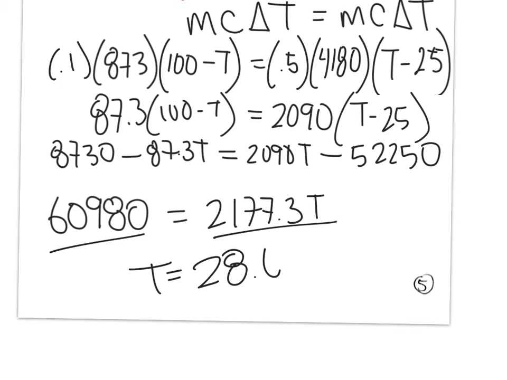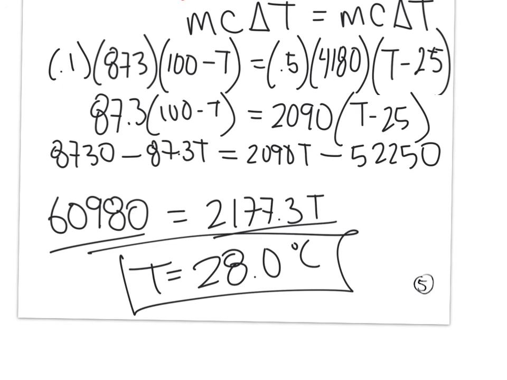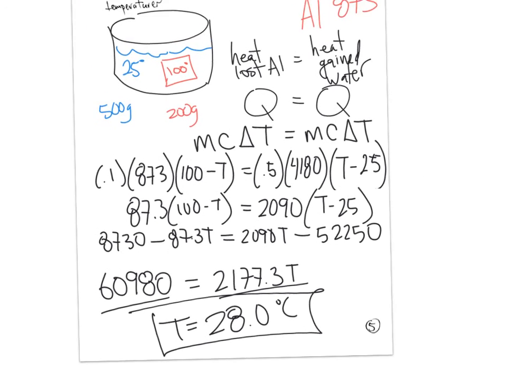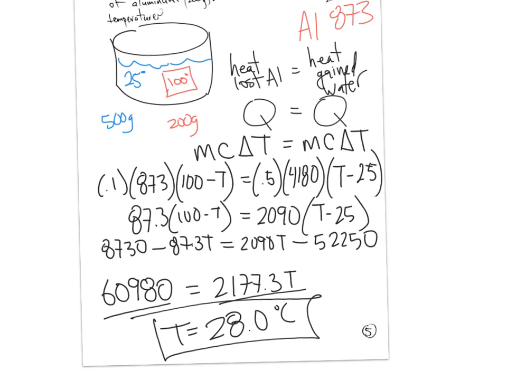So this is showing 28.0, and so that would be degrees Celsius. So notice how close that was to 25, right? The water didn't heat up that much, but the aluminum definitely cooled down a bunch. But the change in thermal energy for both was the same.